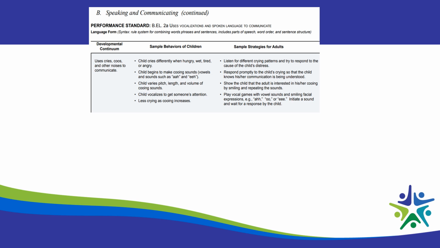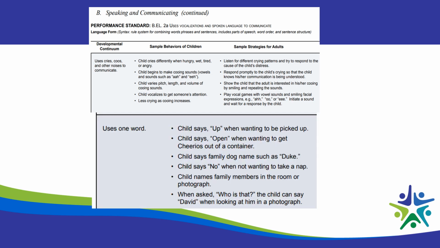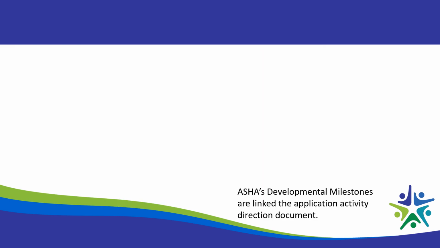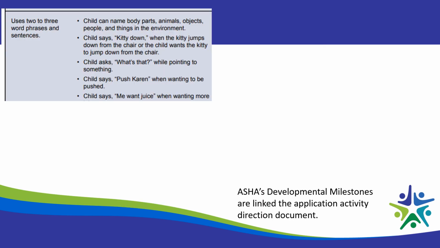So as I'm reflecting on this standard here, the speaking and communicating performance standard for my application activity, I can see that, early on, a child is going to use coos, cries, and other noises to communicate. I go down that continuum. Eventually, they use one word. As I keep looking down that continuum, I see it uses 2 to 3 word phrases and sentences.